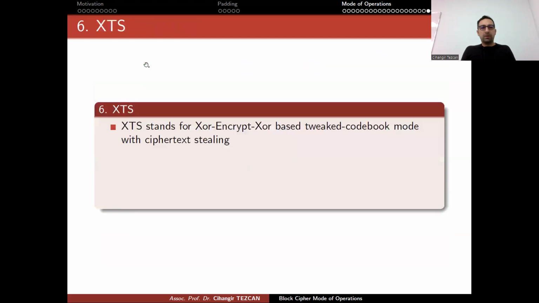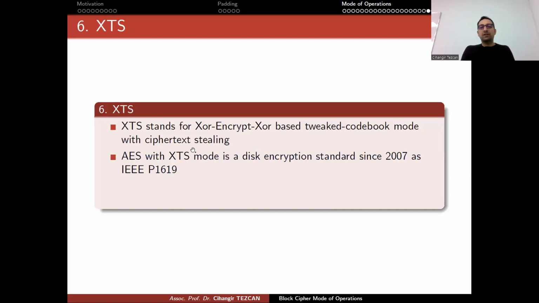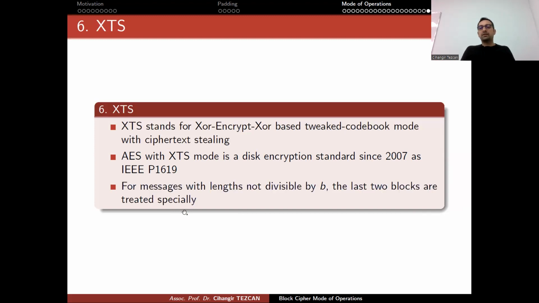Finally, let's talk about XTS mode briefly. This stands for XOR encrypt XOR based tweaked codebook mode with ciphertext stealing. It is a very long name, but the idea is that it uses ciphertext stealing, so it doesn't cause any message expansion. This is why it is used in disk encryption. AES with XTS mode is a disk encryption standard since 2007 as an IEEE standard. And since it became an IEEE standard, a lot of other standardization organizations also made it a standard.